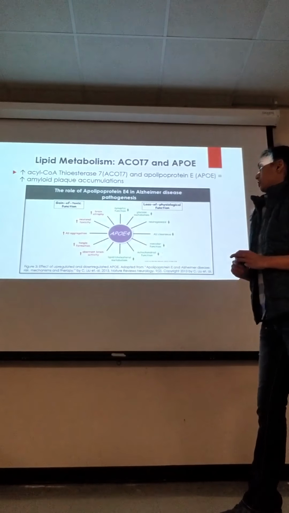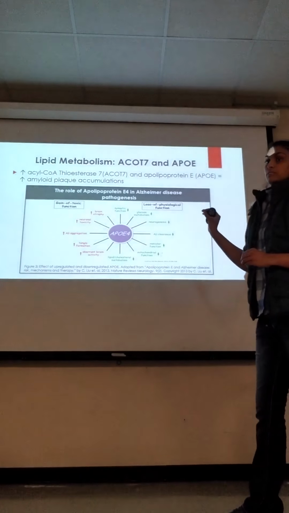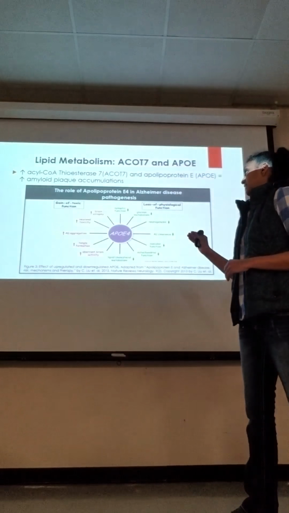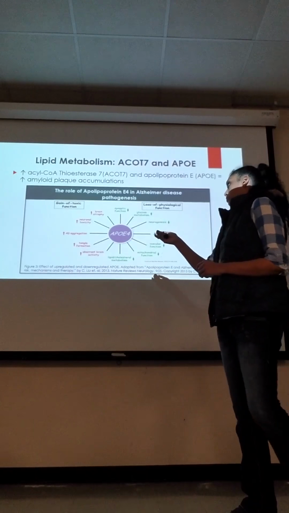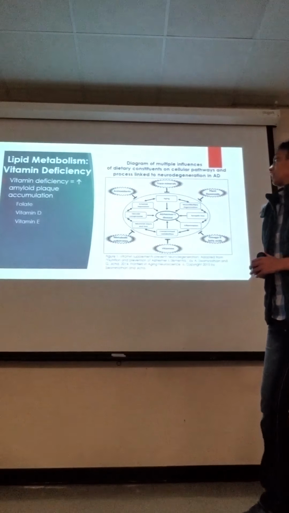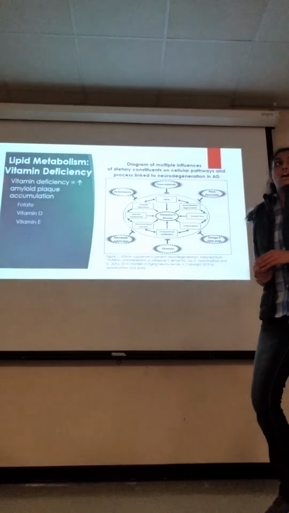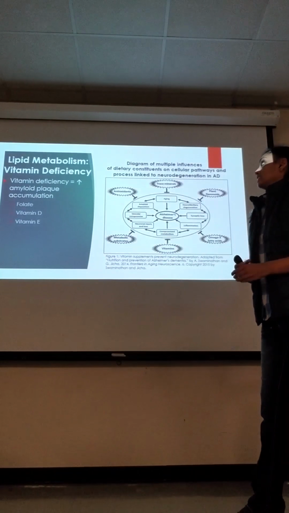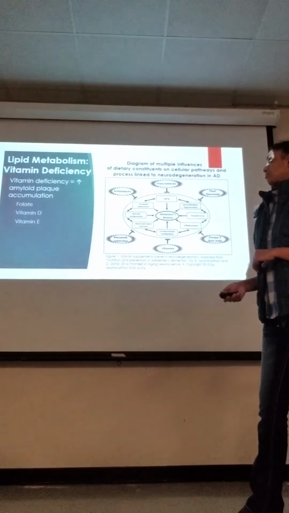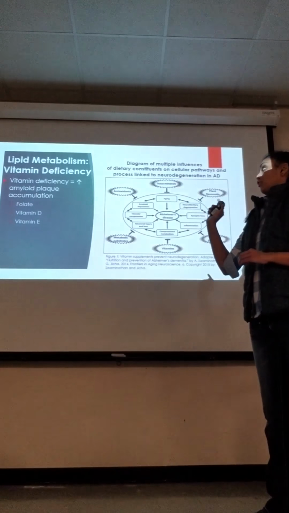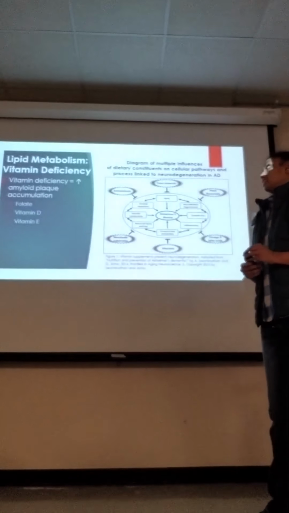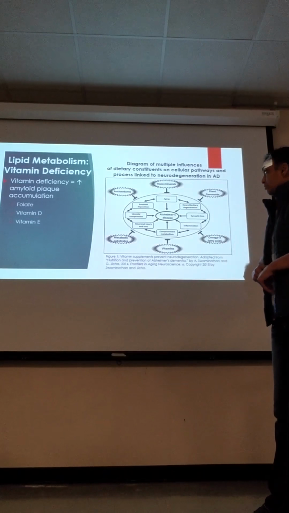The figure on the screen shows overexpression and underexpression of APO4. For example, overexpression of APO4 promotes amyloid plaque accumulation. Lipid metabolism also decreases with vitamin deficiency. Vitamins serve as cofactors for many metabolic pathways. Here we see that folate, vitamin D, and vitamin E are three of the vitamins that are related to amyloid plaque accumulation.